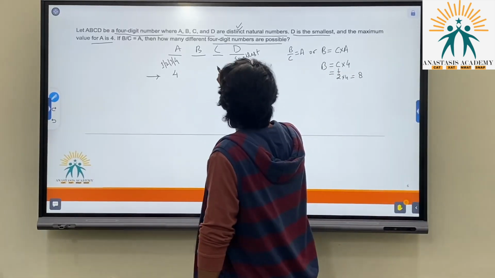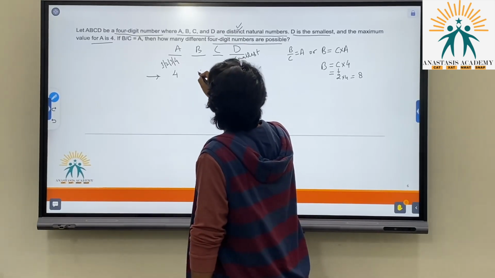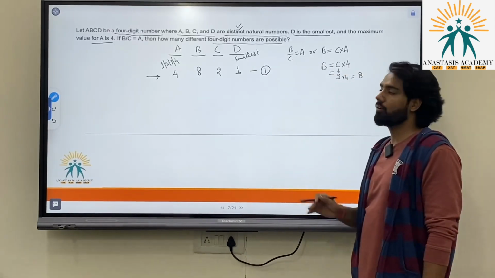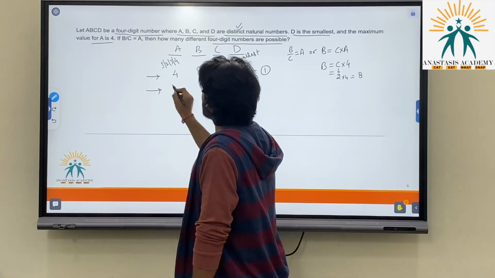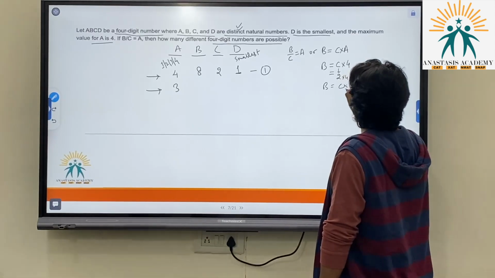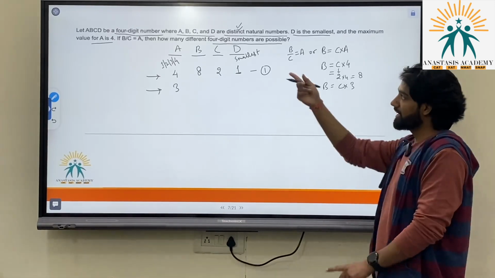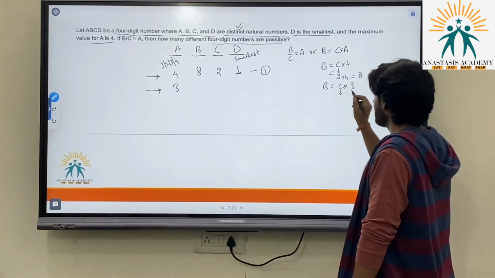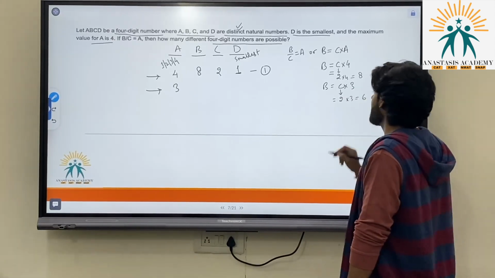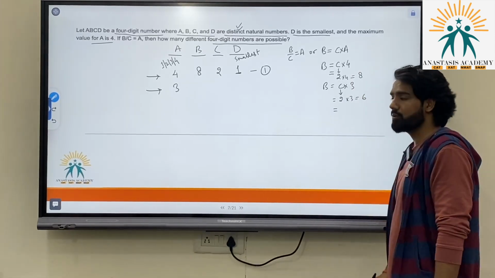So only one such case is possible with A as 4: C is 2 and B becomes 8. So this is one such number, 4821. All conditions are met. Second case, when I take A as 3, B becomes C into 3. Now I cannot give 1 to C, because D has to be the smallest. So the smallest value C can take is 2. First case, 2 into 3 becomes 6. C is 2 and B is 6.